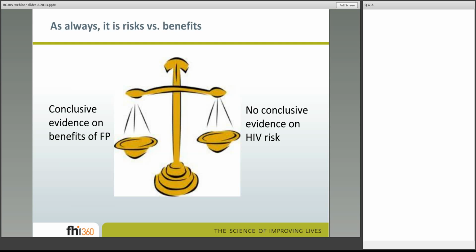Second, we have to always think about risks and benefits. As countries and programs make any adjustments to their approaches, they should keep in mind that as of today, we don't have conclusive evidence that hormonal contraceptives increase HIV risk. However, benefits of family planning are well documented.